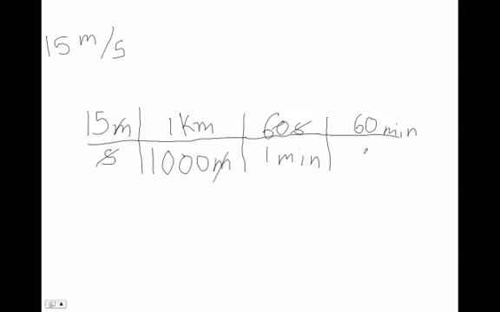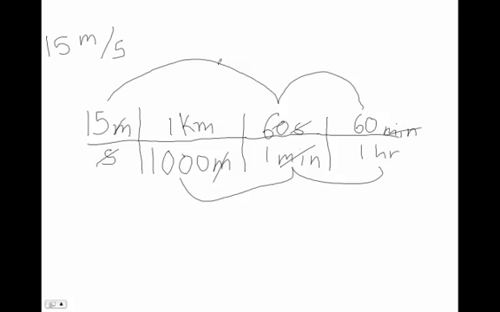And 1 hour on the bottom. My units cancel. Kilometers per hour. Look at that. Kilometers per hour. Okay? My labels are good. My units are good. But now how do I get the number?